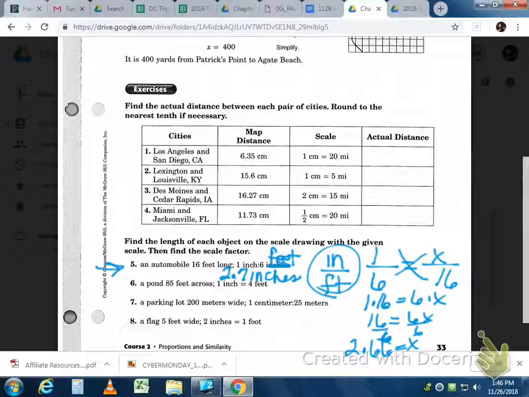Now it says find the scale factor. We haven't done that yet. The scale factor is making the scale with the same units. Right now it's 1 inch is 6 feet. Inches and feet aren't the same kind of measurements, are they? No. They're different.